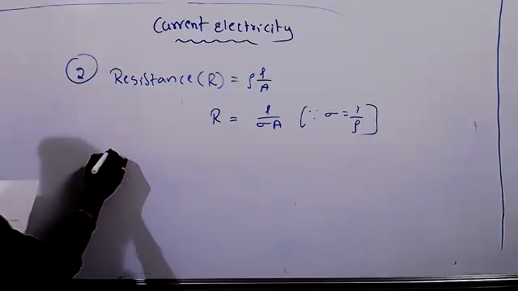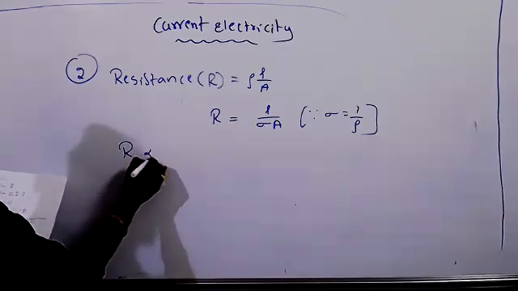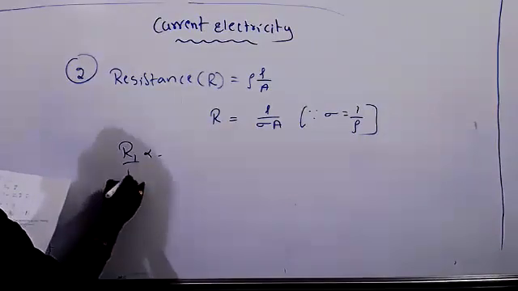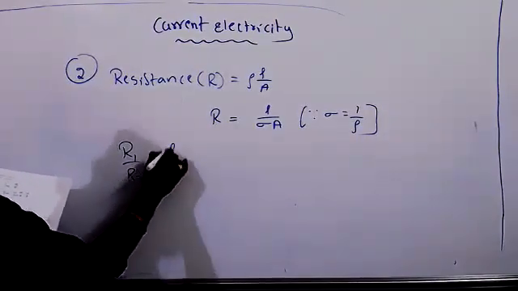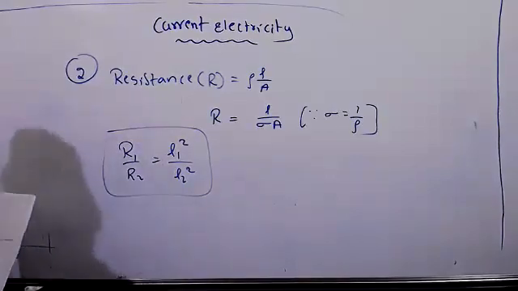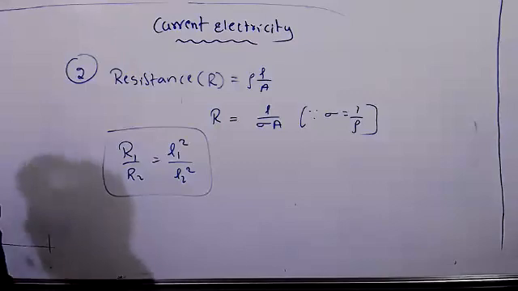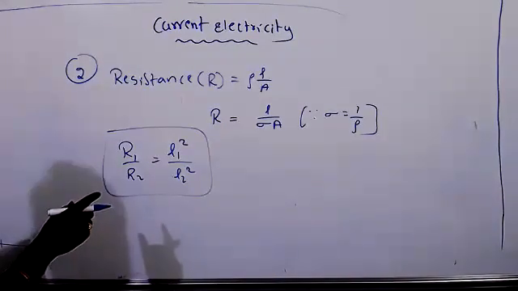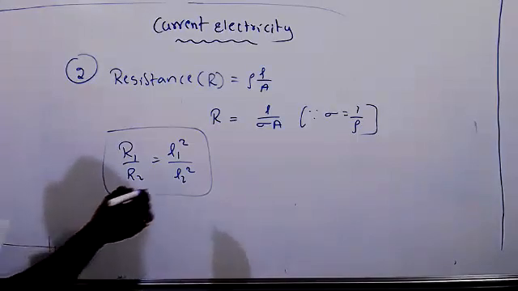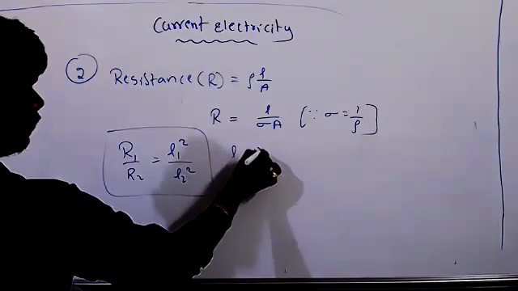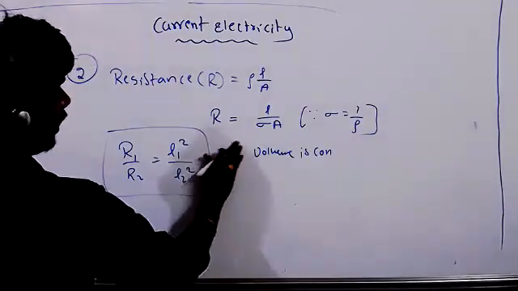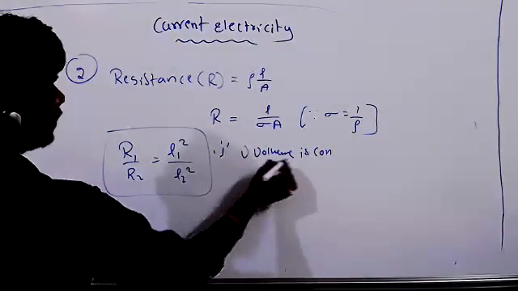And in the resistor, I hope we know this formula: R1 by R2 equal to L1 square by L2 square. This relation we have written when we have stretched the wire, then the length will increase. When the length is increasing, volume is constant.